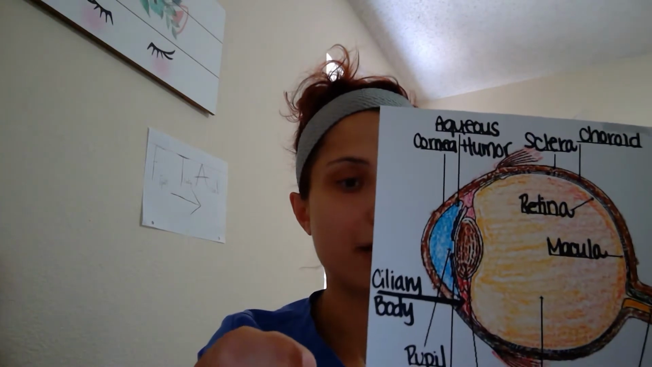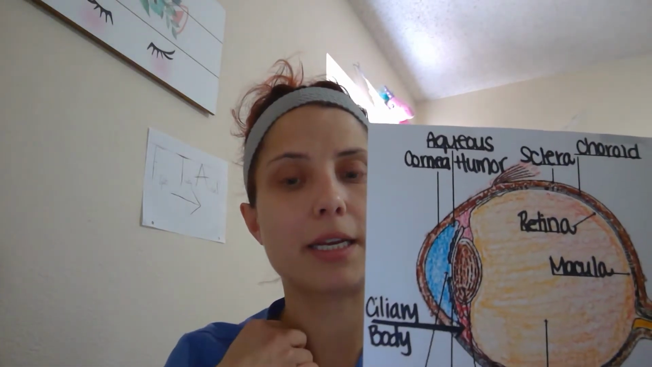The conjunctiva is a mucous membrane that lies on the inner part of the eyelids and covers the front of the eyes. The main responsibility of the conjunctiva is the protection and lubrication of the eye. It helps produce the mucus and tears.